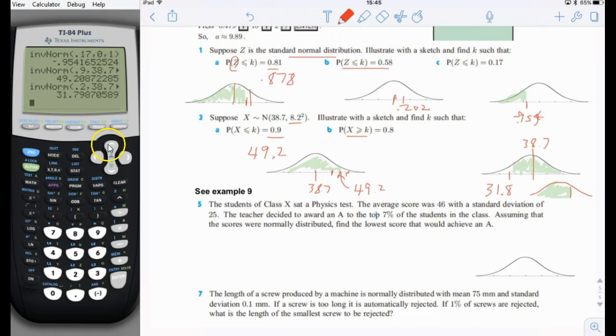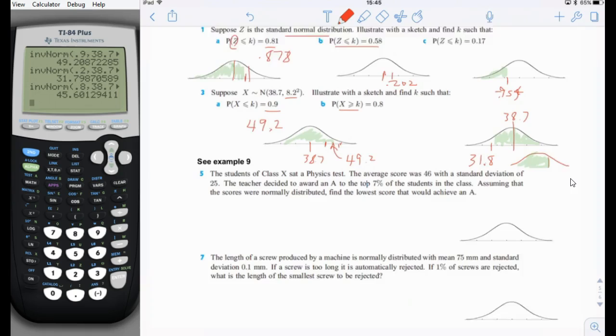Let's see what happens if you put in 0.8 instead, which is maybe a common error. Okay, so it gives us 45.6. Do you see how that gives us a number that's to the right of 38.7? So it really helps to draw this picture, because then you think, I'm expecting a number to the left of the mean, and if it gives you a number to the right of the mean, then you know that you did something wrong. So it's easier to catch mistakes if you draw the picture.